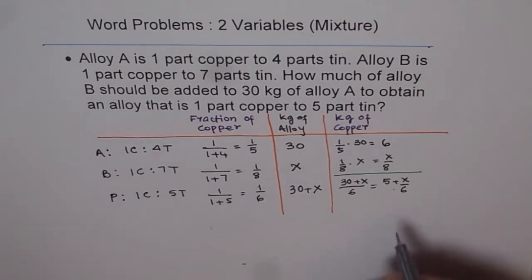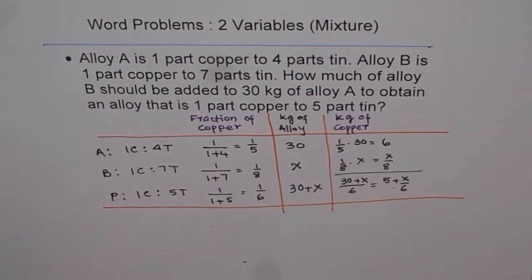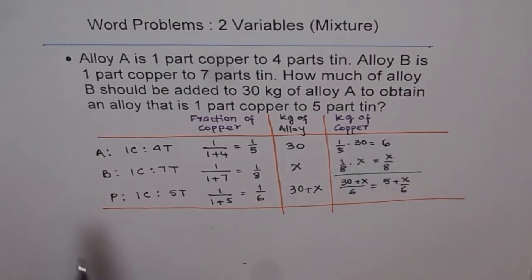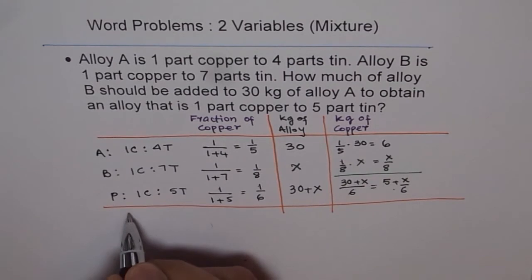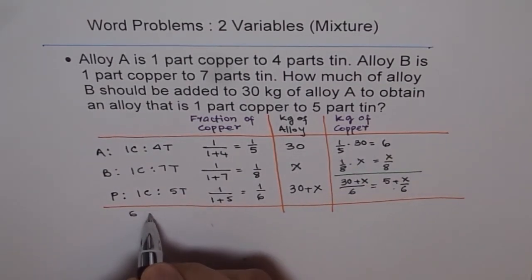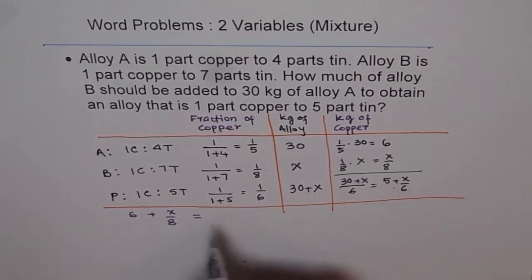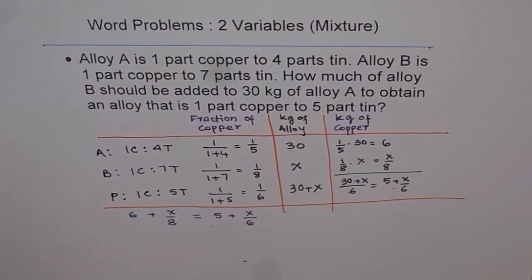Do you see that? Go through this table and try to understand. You can stop the video at this time, rewind and check, right? Understand this part, it is very critical. Now we get our equation. That is, let's equate the quantity of copper in A and B, which we mix, which should be equal to the quantity of copper in the product, right? And therefore, we get our equation: 6 plus x over 8 should be equal to 5 plus x over 6. You see that? So that is how we get our equation.